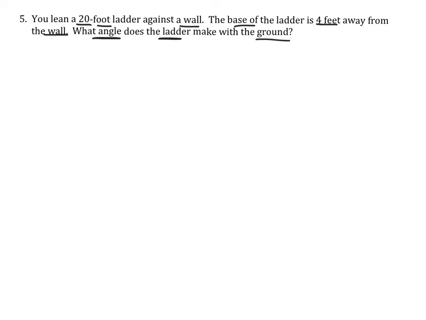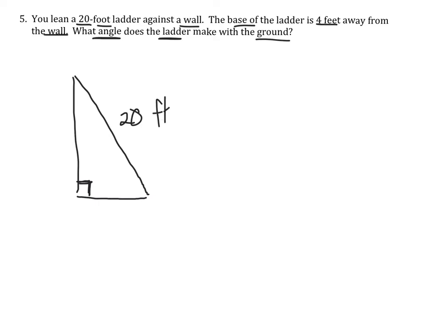So let's sketch out a picture of what's going on here. So here's my wall. Here's my ladder, and here's the distance the ladder is from the base of the wall. I'm going to assume I have a right angle here where the wall is. And now I can fill in some side lengths. They tell me the ladder is 20 feet. So that side, my ladder leaning against the wall, is my 20 feet.